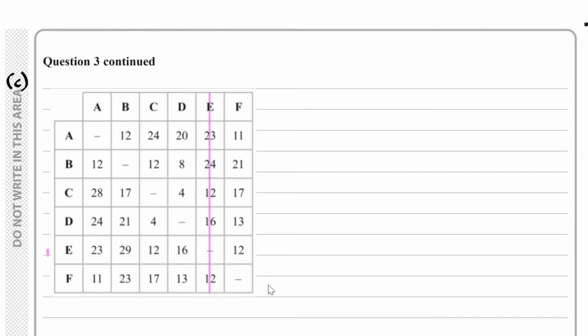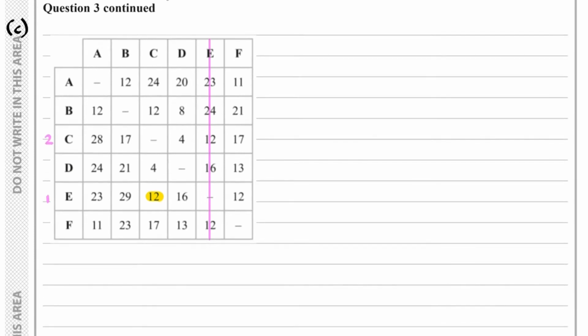Now, reading across, the smallest one we can choose is 12. Now, we can either choose the 12 here or the 12 here. I'm going to choose the 12 here. And what that does is it takes me to C. So I place a number 2 here. So what I've done so far is gone from E to C with 12 as my distance.